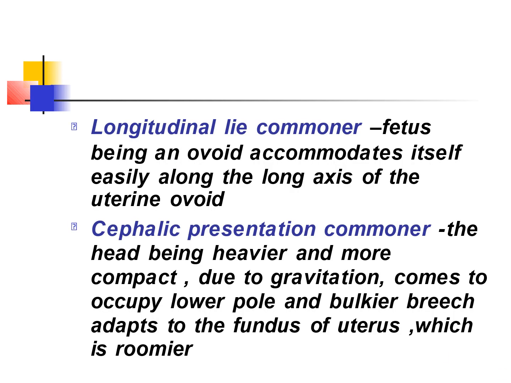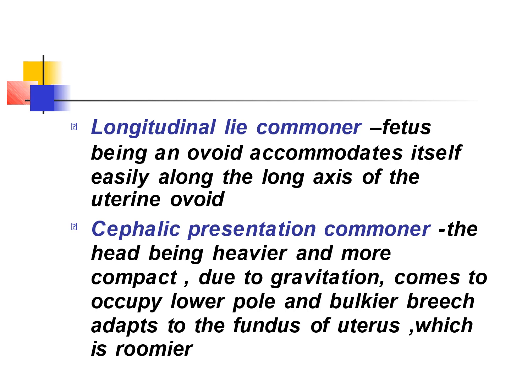See, the longitudinal lie is the common lie. The fetus being ovate, it accommodates itself easily along the long axis of the uterus, because the uterus is also almost ovate, and the fetus is also almost ovate. So most commonly the lie will be longitudinal, and the cephalic presentation is most common. The reason is that the head is heavier when compared with the other portions, and it is compact. So naturally, due to gravitation, the heavy portion will come to the lower pole or to the lower side.